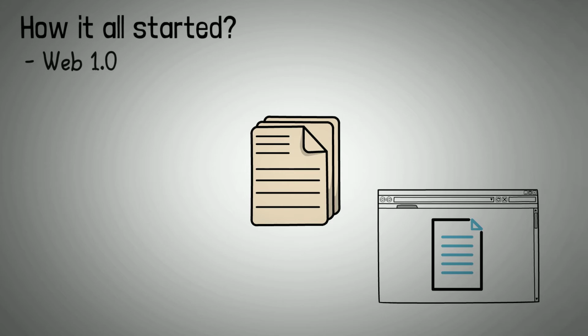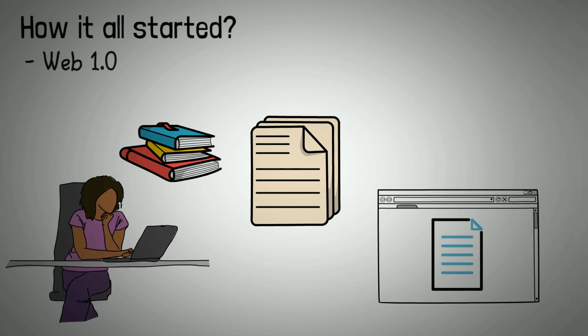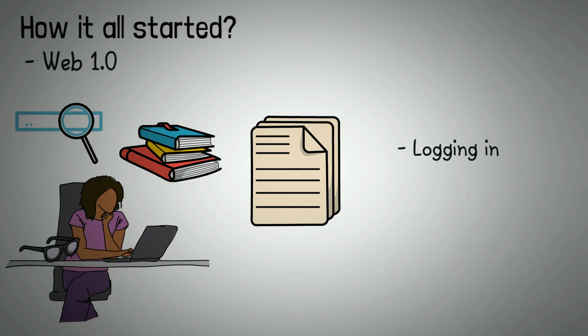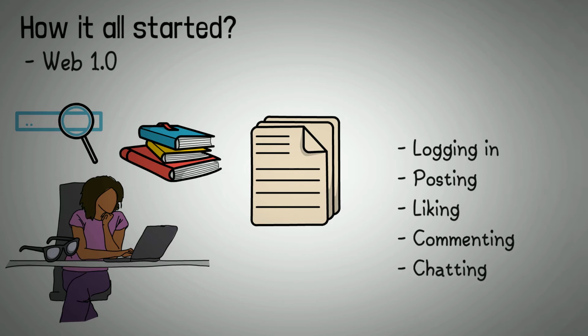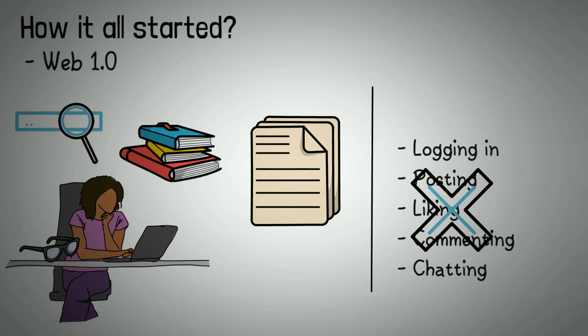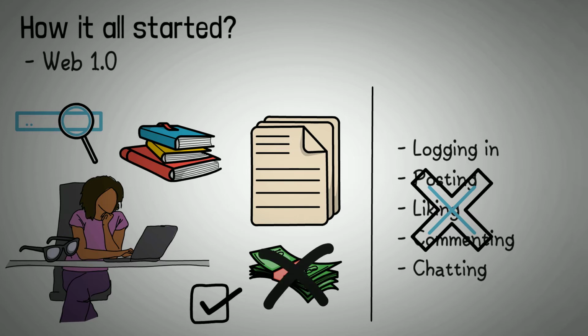In other words, the Internet at its first stage was like a big library that the users could access from their home computer, browse the different websites, and just read what was on the page. The concept of logging in, posting, liking, commenting, and chatting was not available at the time. And another important difference between today's Internet version and Web 1.0 is that it wasn't profitable by ads. And this is a very crucial point that you'd need to keep in mind, as it makes a big part of how things move forward from then on.